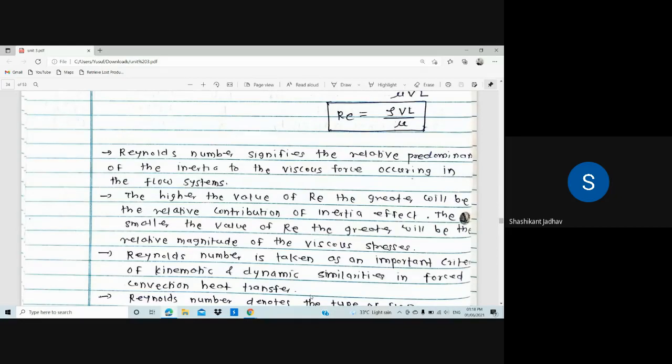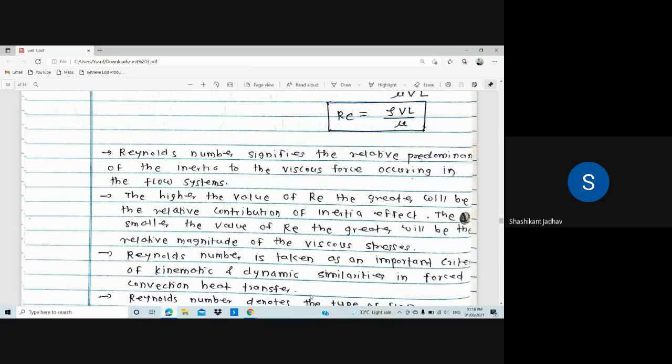Okay, and then what is the significance of the Reynolds number? Reynolds number signifies the relative predominance of the inertia to the viscous force occurring in the flow system. एखादी फ्लो सिस्टीम असेल तर त्या फ्लो सिस्टीम मध्ये कुठला फोर्स जास्त आहे? Which force is more? Inertia force is more or viscous force is more? So we have to understand by using this Reynolds number. रेनॉल्ड्स नंबर वरून आपल्याला काय समजणार आहे? एखादी जी काही फ्लो सिस्टीम आहे त्या फ्लो सिस्टीम मध्ये विस्कस फोर्स जास्त आहे की इनर्शिया फोर्स जास्त आहे? So that part we have to understand by using this Reynolds number. So this is the physical significance of that Reynolds number. Which factor is more? Which force is more? Inertia force is more or viscous force is more? So we have to understand by using this Reynolds number.